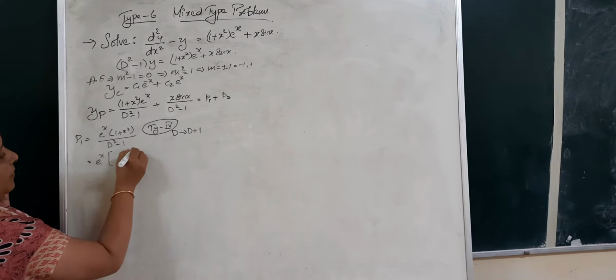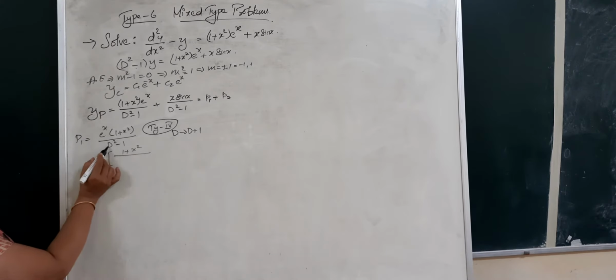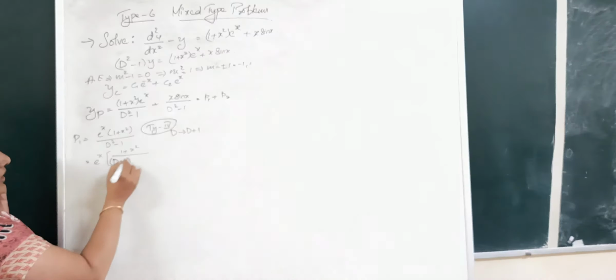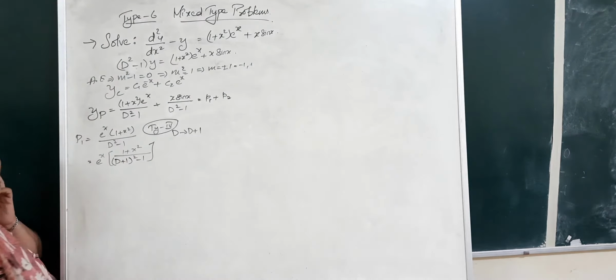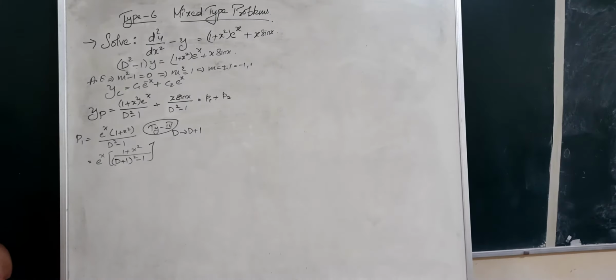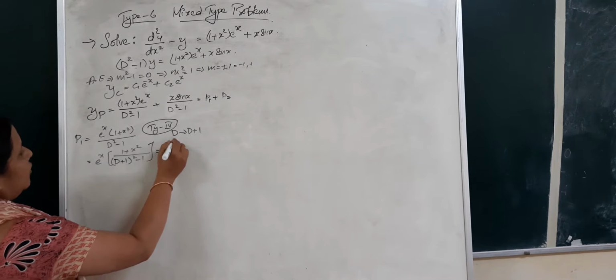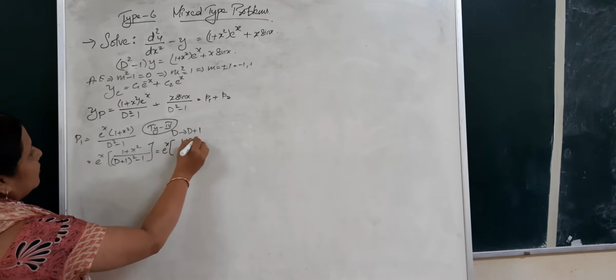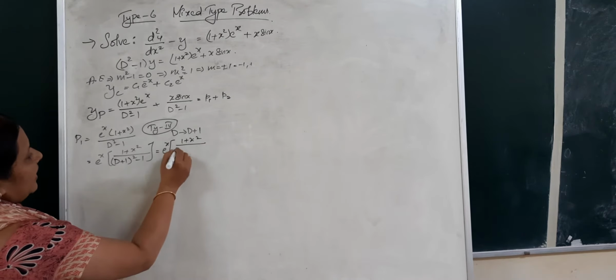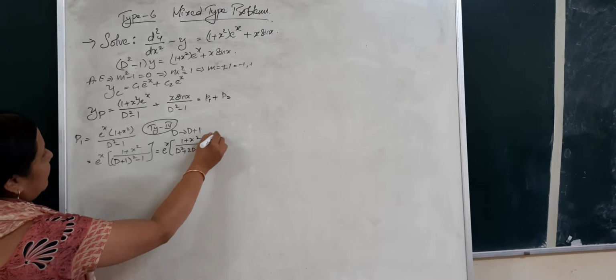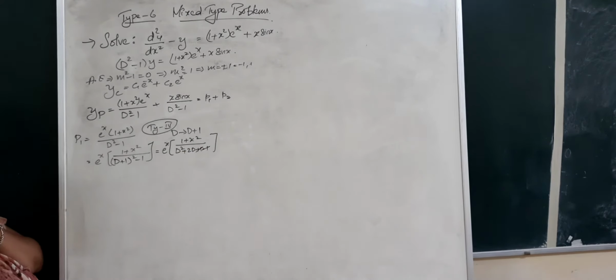Replacing d by d plus 1, e power x comes outside. We get 1 plus x square divided by d plus 1 the whole square minus 1. Expand this whole square using the identity a plus b the whole square. You get 1 plus x square divided by d square plus 2d plus 1 minus 1, and the 1 and minus 1 get cut.